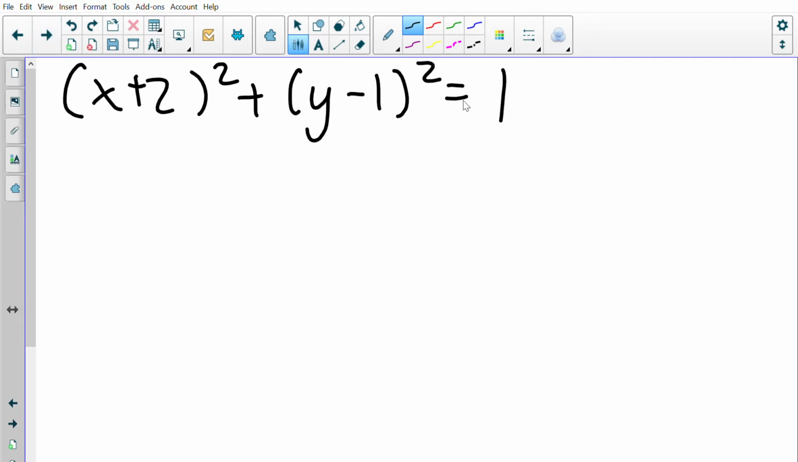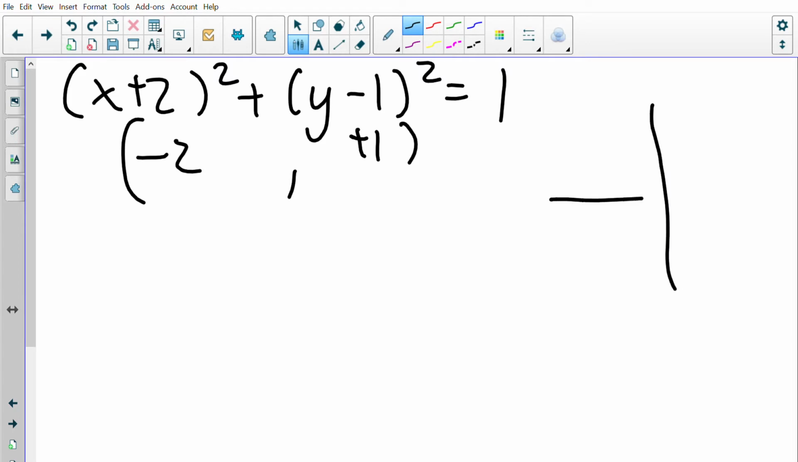The first thing though is we have to make sure that it's equal to 1 before we can solve. This form that you see right here is called standard form. It's with the parentheses and the squares. So what this means is in the traditional equation, inside the parentheses is opposite what we think. And this is my center, the middle of my circle. So when I am graphing this, I'm going to go to -2, 1. There's the center of my ellipse, okay?